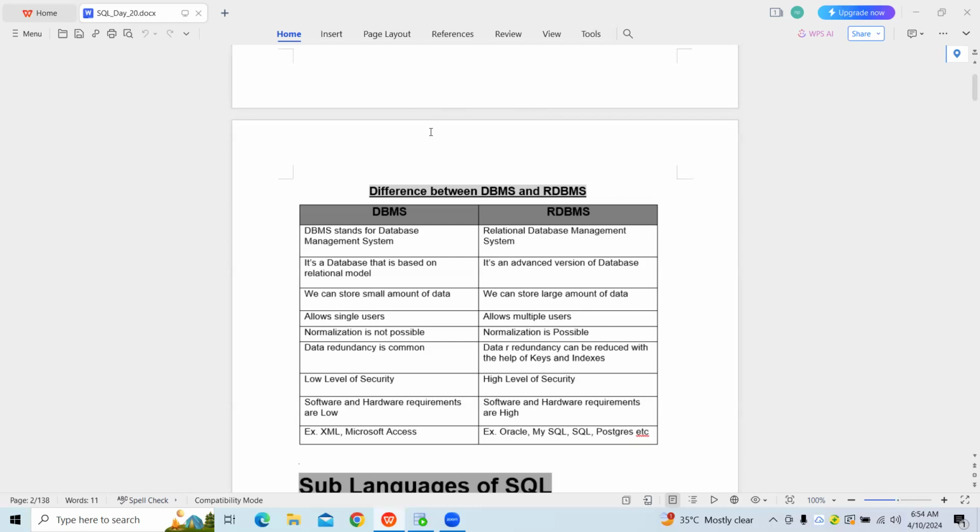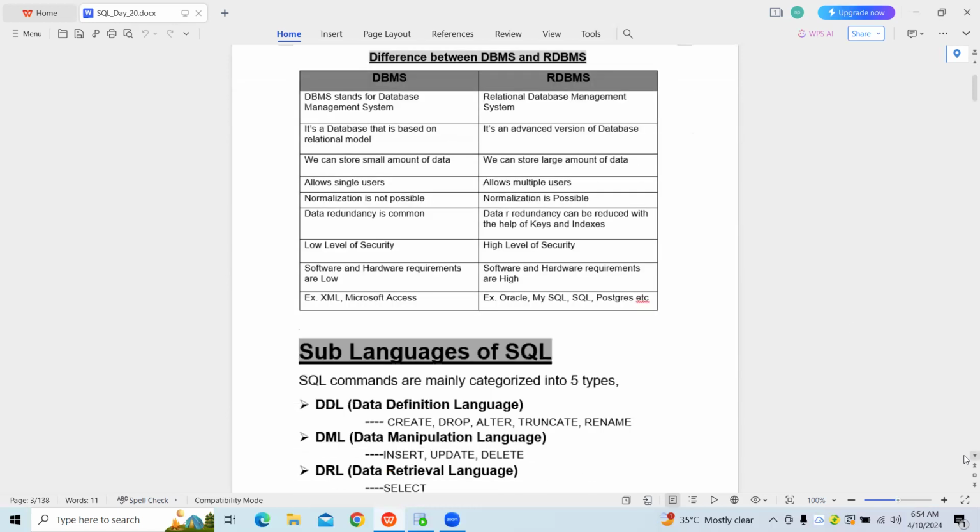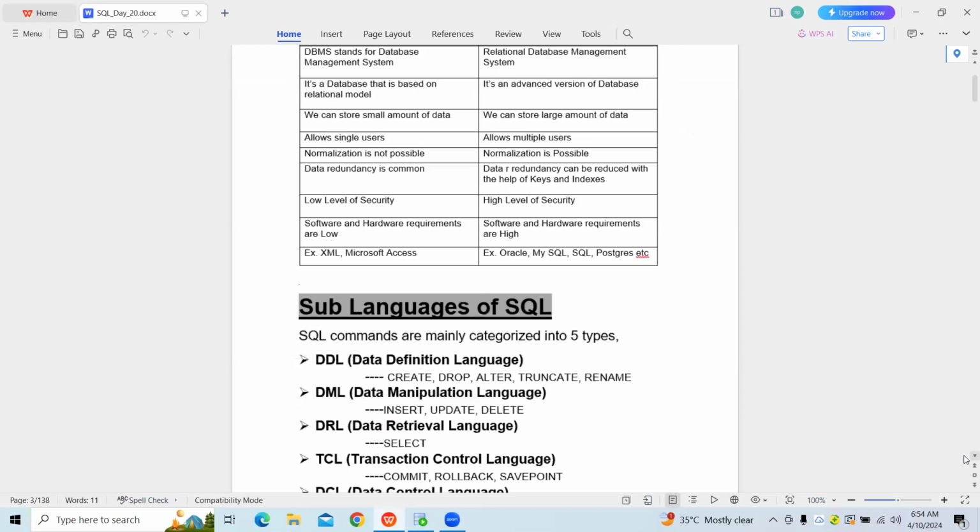So people, now we'll understand what are the sublanguages of SQL. SQL commands are mainly categorized into 5 types. They are DDL, DML, DRL, TCL, and DCL. See here, DDL stands for Data Definition Language, and the different commands that fall under the category of DDL are create, drop, alter, truncate, and rename. So these are the different commands that fall into the category of DDL.